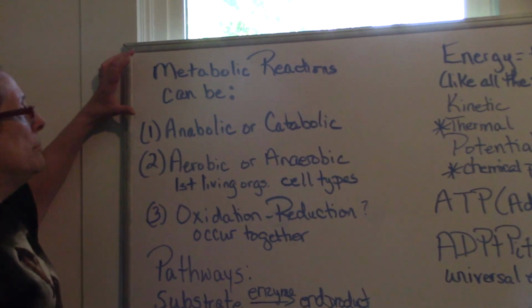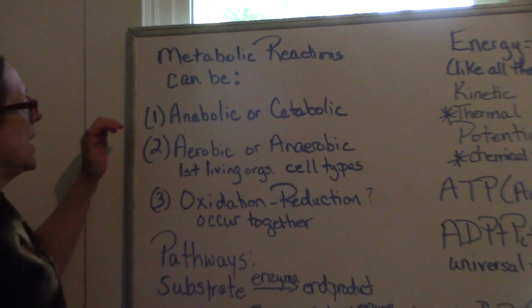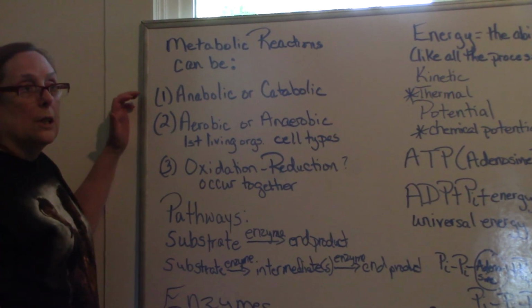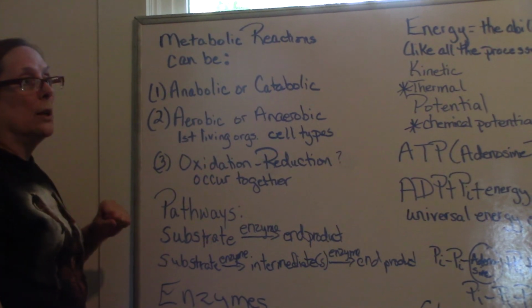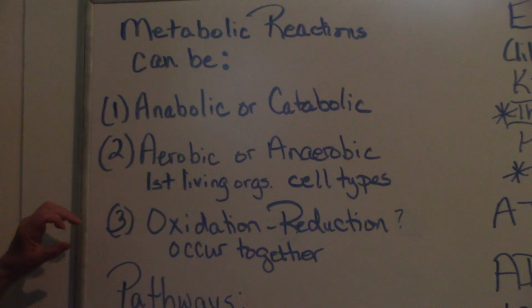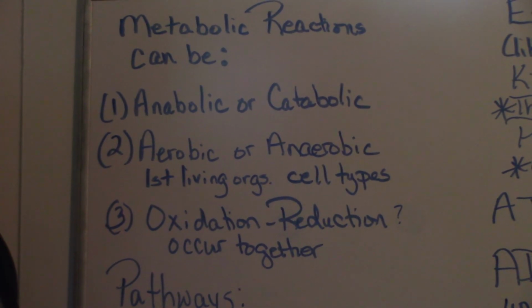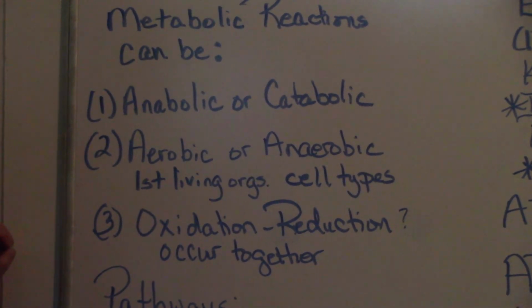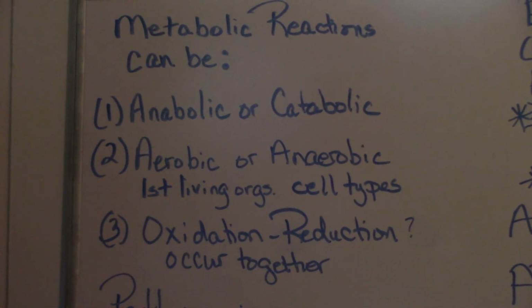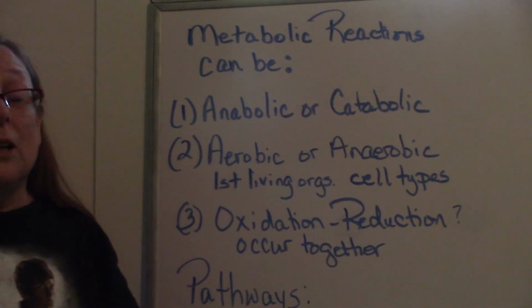So first, metabolic reactions. I want you to understand that a metabolic reaction can be anabolic or catabolic, but it can also be aerobic or anaerobic. And then a lot of them are oxidation reduction reactions. So back to anabolic and catabolic. Someone asked about what are anabolic reactions?